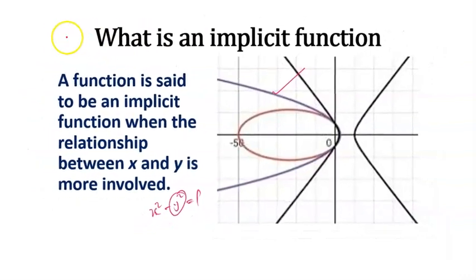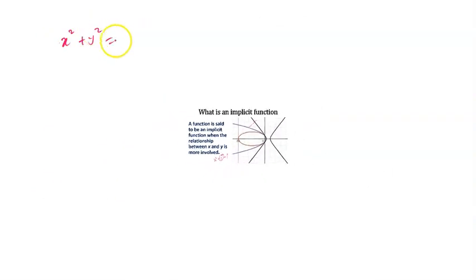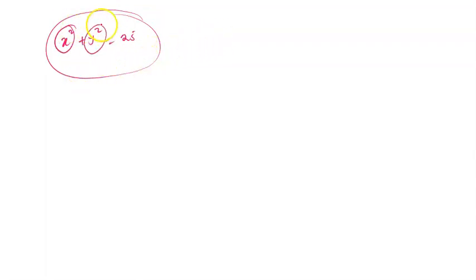If I have an equation of a circle that tells me x squared plus y squared is equal to 25, and I am to differentiate this function, this is an implicit function. The first thing I'll do is to differentiate x squared, I'll differentiate y squared, then I'll differentiate 25. Now, let's see how to go about this.